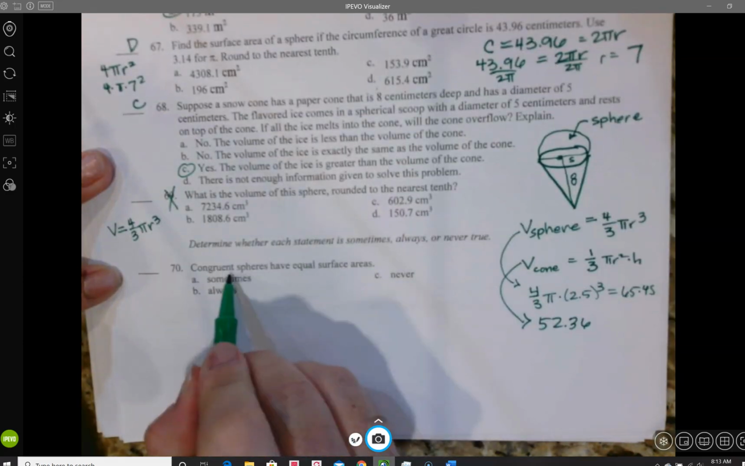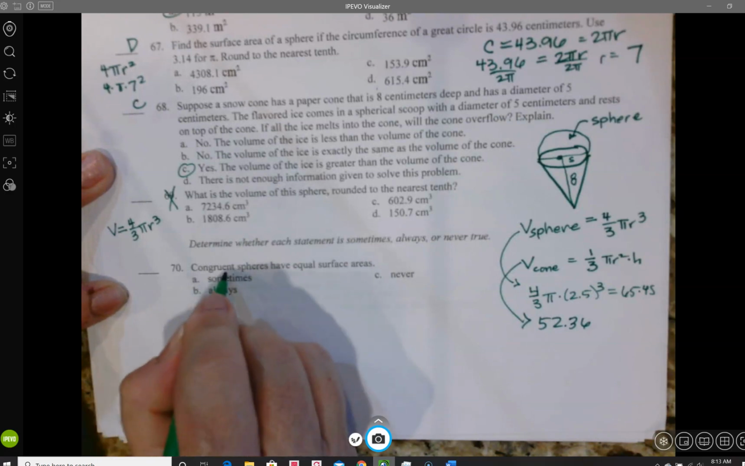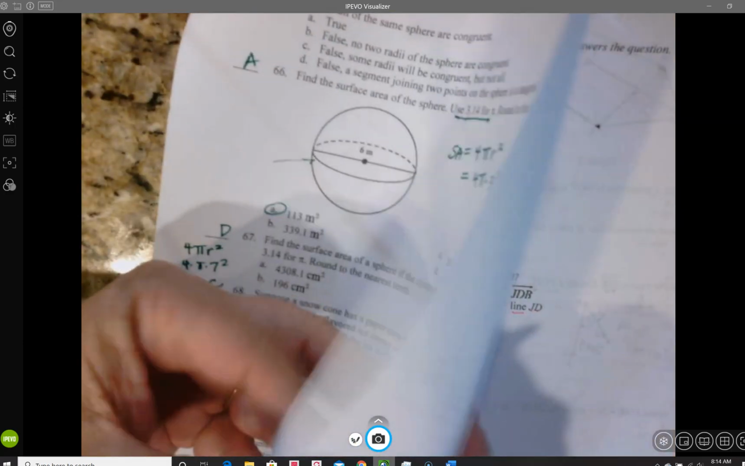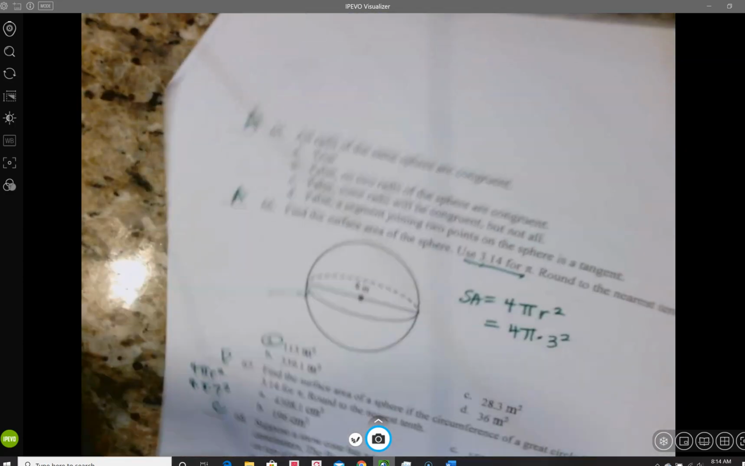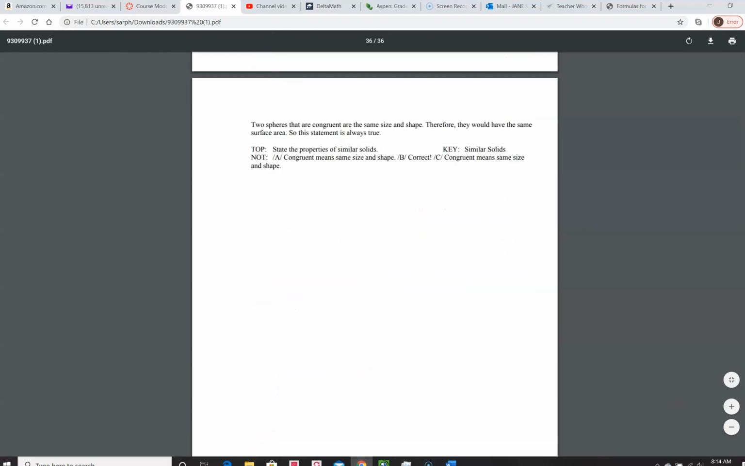And in number 70, congruent spheres have equal surface areas. So if they are congruent, then they always have the same surface area because they have the same radius. And is that it? Is number 70 the last one? Yes. All right. So that's the end.